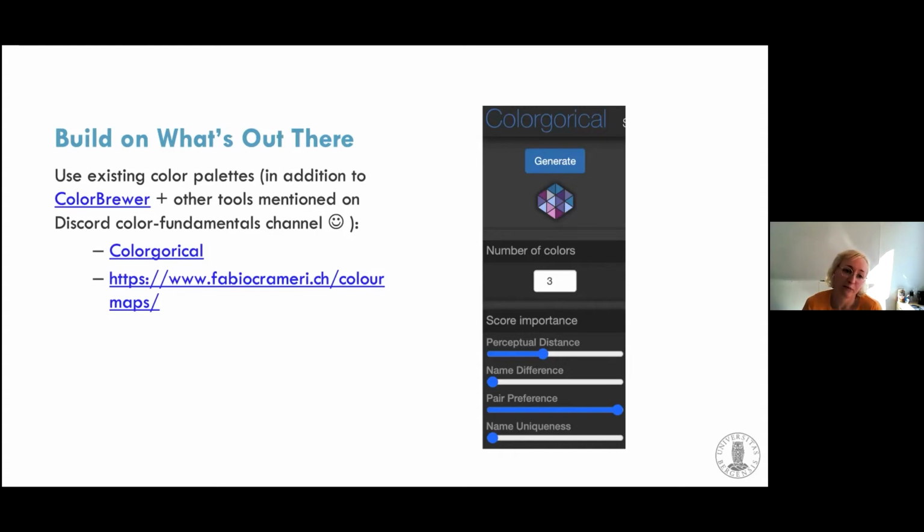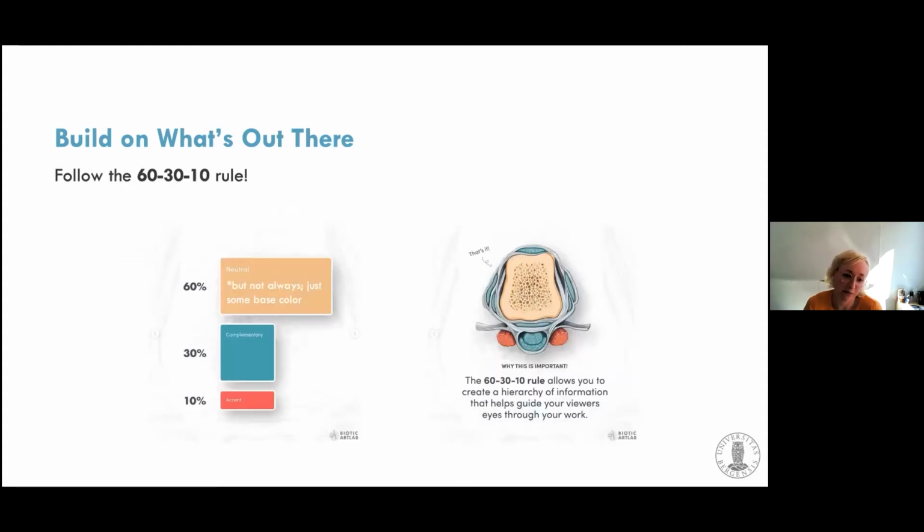This is a rule that I was just reminded about from an Instagram post by a medical illustration team in the Netherlands called Biotic Art Lab. This is the 60-30-10 rule. If you're also into interior design, you might know about this. It's used often there, but the idea is that 60% of your canvas should be a primary color. It is often a neutral color, but doesn't have to be. 30% should be complementary, and then 10% should be accent. That guarantees that your viewer's eye will go to where you want them to go and not get too fatigued. And this is an example of this implemented in a medical illustration.